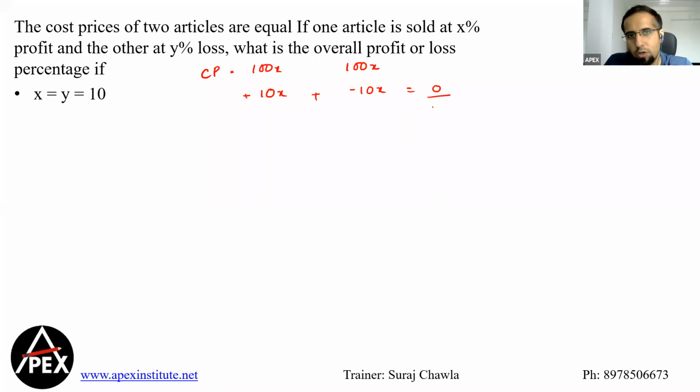0 upon 200x into 100 will be equal to 0%. So that becomes our answer.